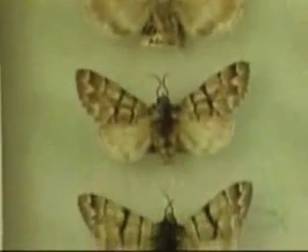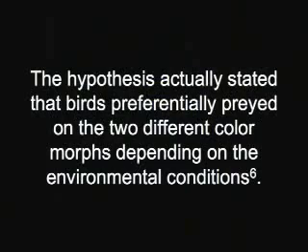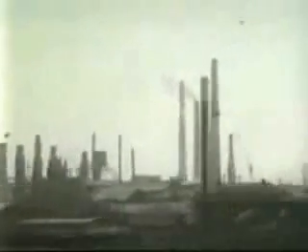Almost all science textbooks include England's peppered moth as the classic example of evolution by natural selection. The theory says that dark and light-colored moths rested on tree trunks during the day, and birds ate them. The hypothesis actually stated that birds preferentially preyed on the two different color morphs depending on the environmental conditions. But on trees covered with a whitish-colored fungus. No, it's a lichen. The light moths were able to survive because they were camouflaged. When the Industrial Revolution hit, pollution and dark soot reversed the effects. No, it changed the selective pressure.